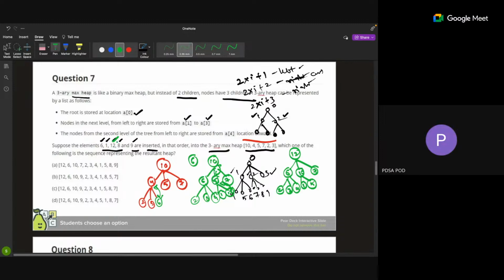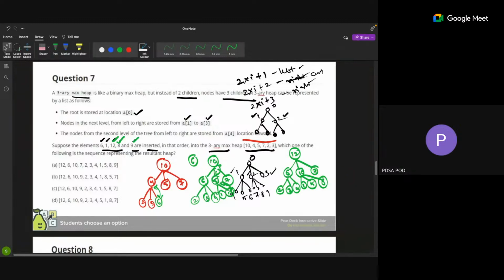So next one, 8, is inserted. While you are inserting 8 here, no problem. Is it right? Yes, because 8 is below the 10, and 10 is a bigger value. It is satisfying the max heap property.